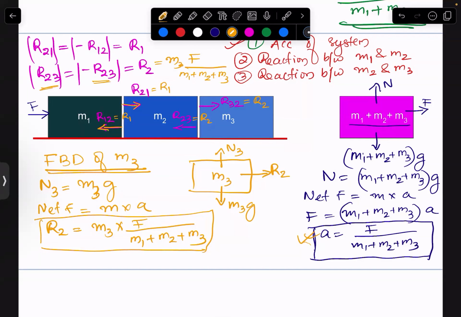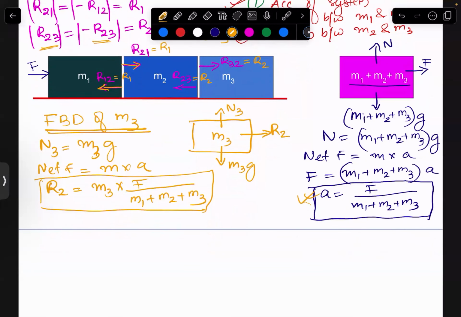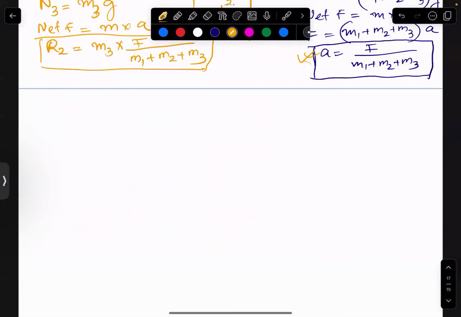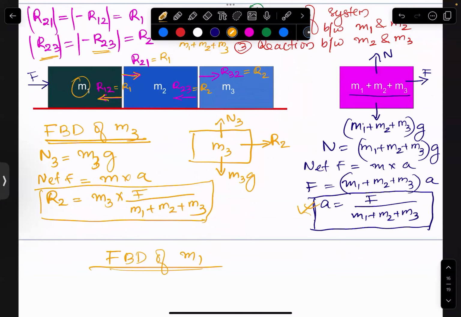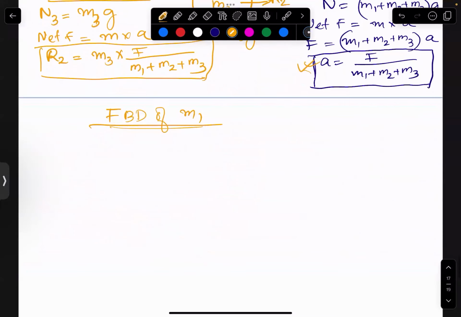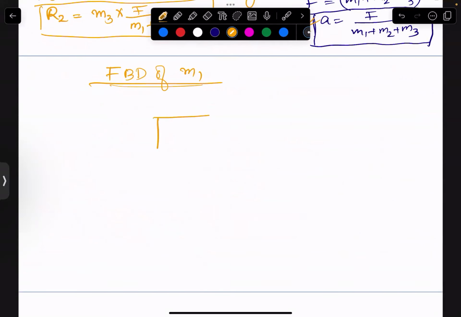So we got R2. Now we want R1. So how to find R1? We will take the free body diagram of M1. M1 we will consider. So FBD of M1, we can draw it like this. This is M1. There is the weight of M1 acting downwards. There is the reaction force of M1, that is N1, acting upwards.